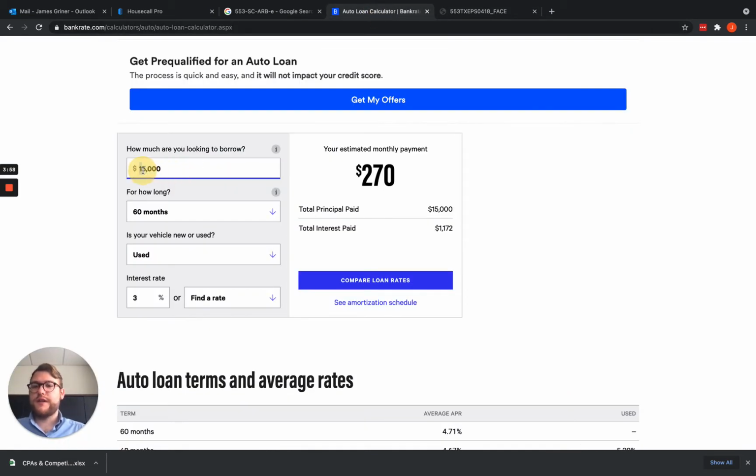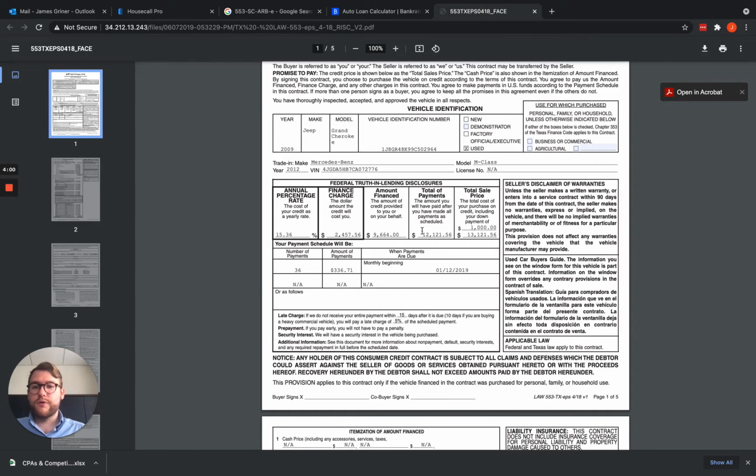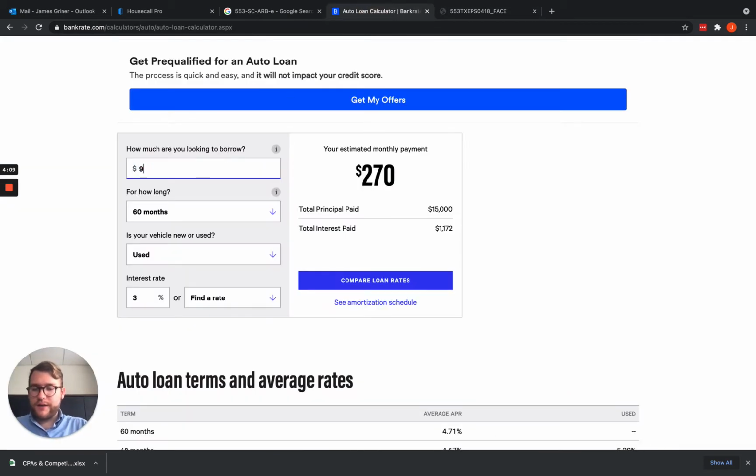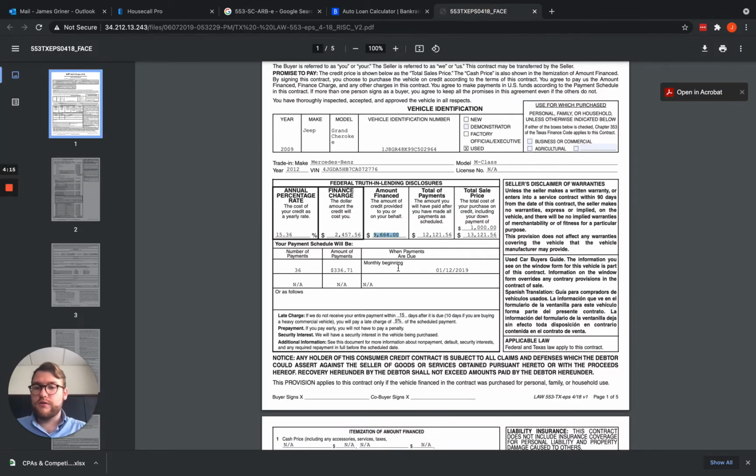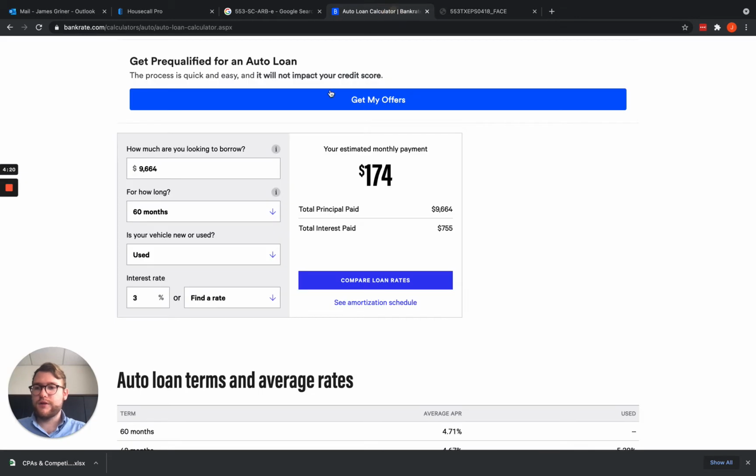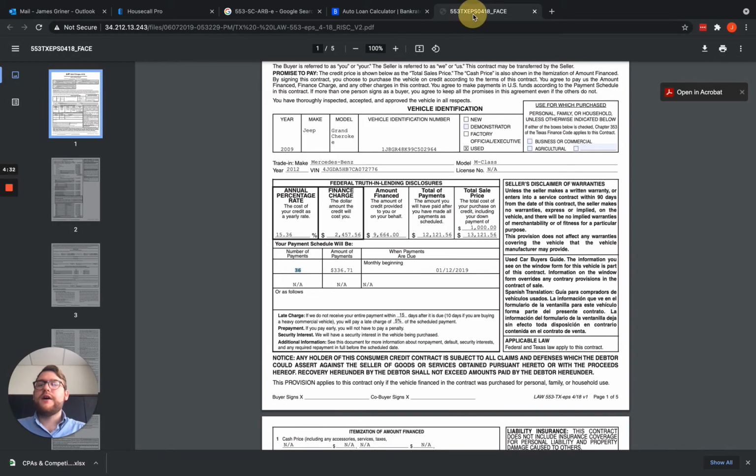The first thing it's going to say is how much are you looking to borrow? Well, we're going to pull that right here from the amount financed. That is what you're borrowing, this amount financed, 9664. So we're going to pop that in, 9664. Then we want to know how long you are paying for this. So the number of payments right there, 36 months. So we're going to pop that in for 36 months. Perfect. Then we want to know if it's new or used. That really doesn't affect the amortization, but it is something nice to know. And then we want our APR, or our interest rate. That's going to be that 15.36%.